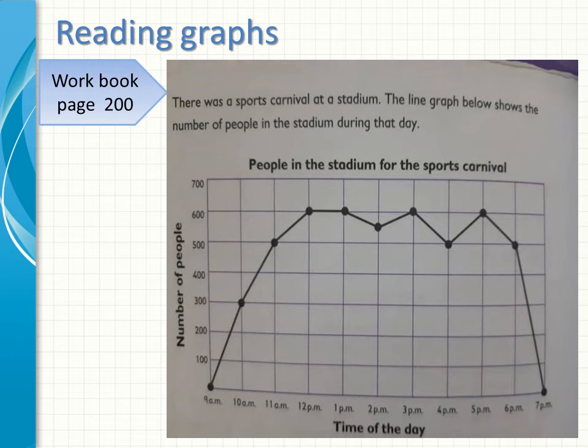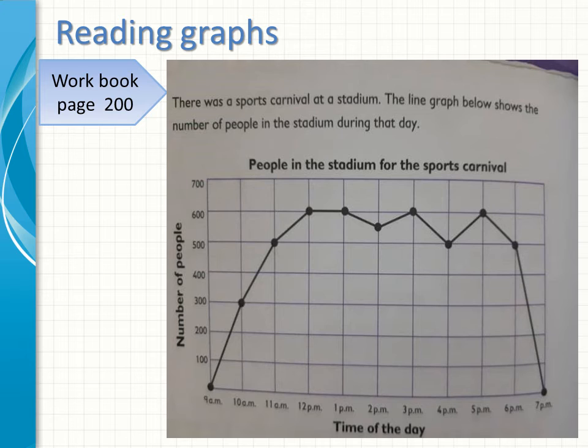Okay, let's check carefully and look at the time. The time starts at 9 a.m. There's actually nobody in the stadium at 9 a.m. But it's asking us what time we think the sports carnival finishes. Let's look towards the end of the time. 6 p.m. All the times have people in the stadium except 7 p.m. 6 p.m. has 500 people. 7 p.m. has nobody in the stadium.